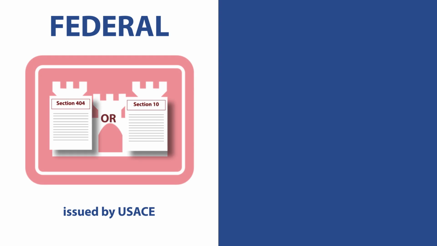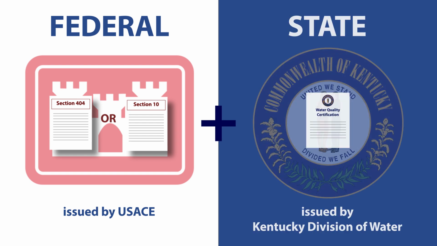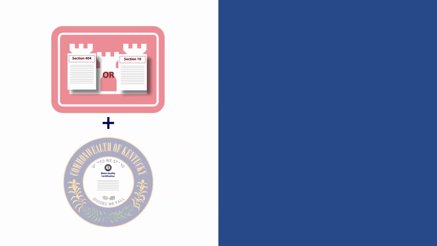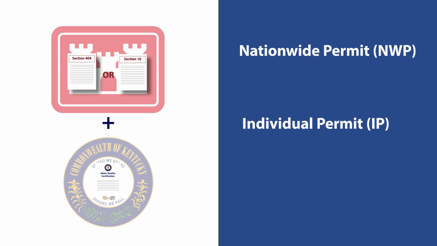Now let's talk about scenarios that require a federal Section 404 or Section 10 permit from the Army Corps and a state Section 401 water quality certification from the Kentucky Division of Water. Those are nationwide permit, individual permit, and letter of permission.